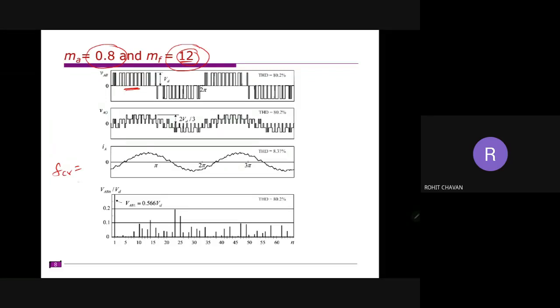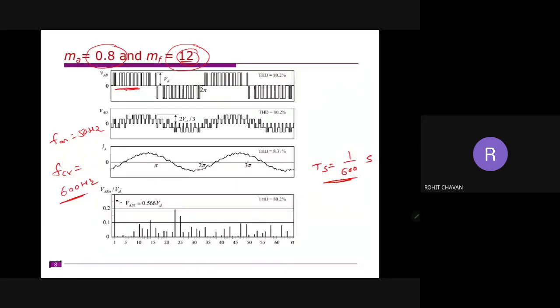We assume the fundamental frequency is 50 Hz. So that is 12 times 50. How much is it? 600 Hz. So what is TS here? It is 1 by 600 seconds. That means whatever that circle is, it is divided into 600 parts. So this is the output voltage.